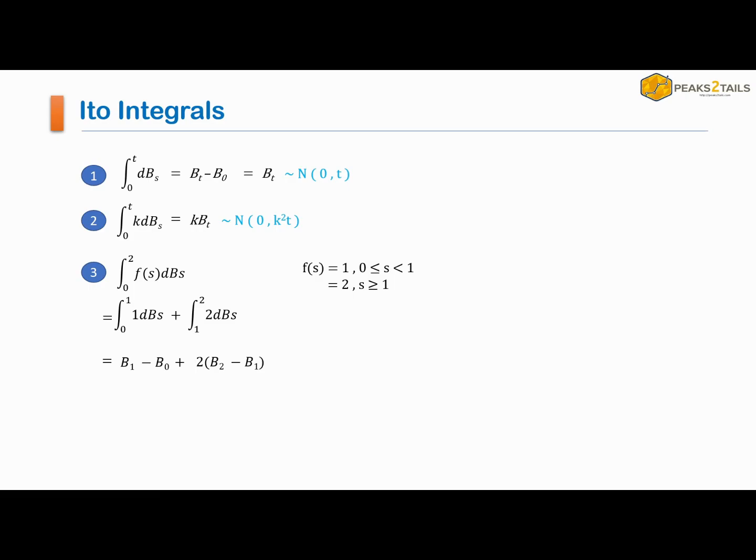Now this expression is nothing but the sum of two Gaussian increments. The first one is normally distributed with mean 0, variance 1, because the time lag is 1 between 0 to 1. The second one is 2 times, again, a normal distribution with mean 0, variance 1, but the 2 can go inside and become 4. So we are looking at the sum of two normal distributions. So the resultant is another normal distribution with mean 0 and variance 5.